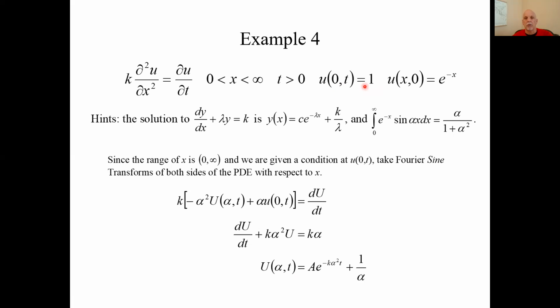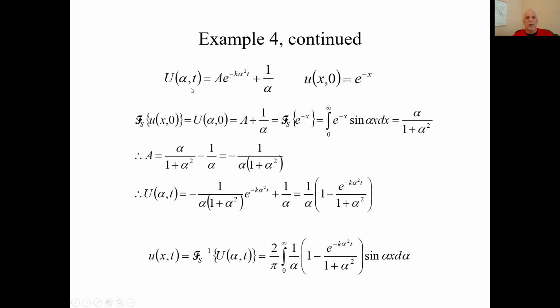We used this condition. Showed up on that side. So what do we have here? Looking at it with respect to x, we plug in 0 for t. When we do that up here, this is a 1. We just have big A plus 1 over alpha. That has to equal the sine transform of this boundary, which is this. So we know what A is. A is this minus 1 over alpha.